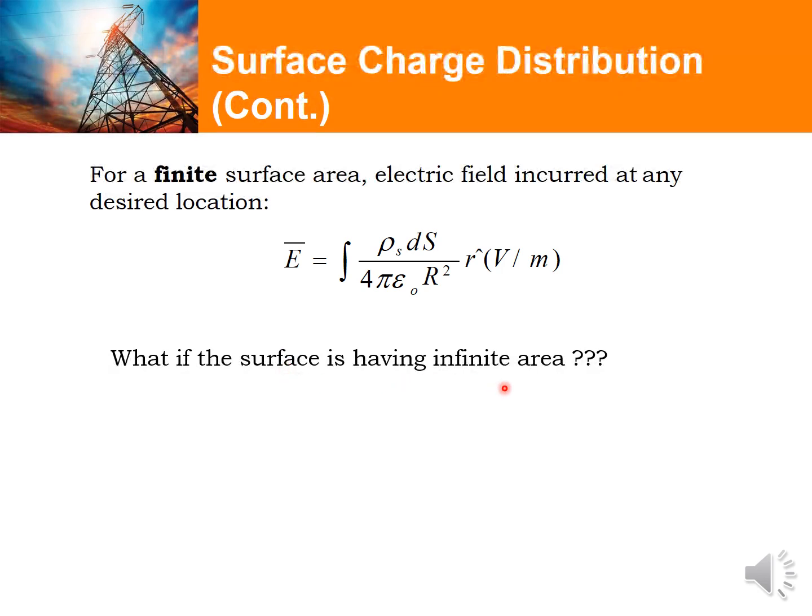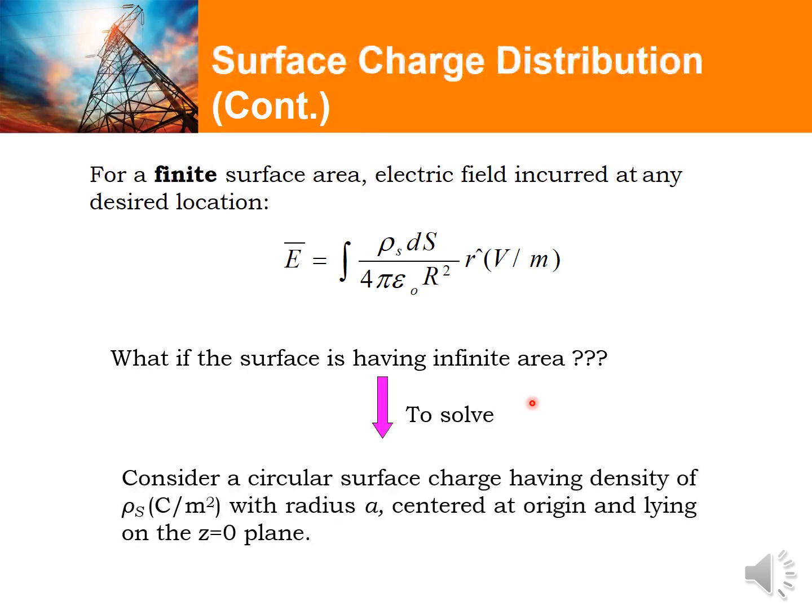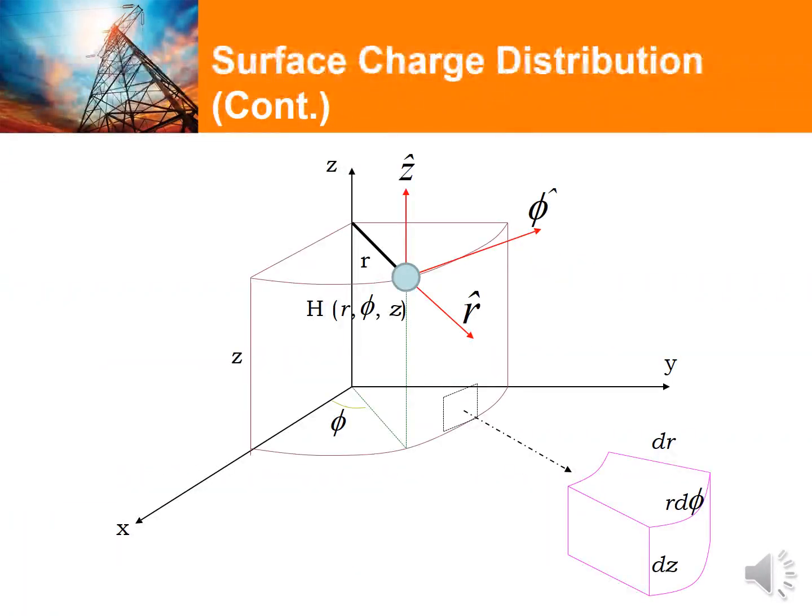For the case of an infinite surface area, we have to do additional analysis, and let's consider the case of a circular surface charge having a surface charge density of rho_s, and the circular surface having a radius of a, centered at the origin and lying on the z equals 0 plane. We are going to use the cylindrical coordinate system in order to solve this mathematical derivation.